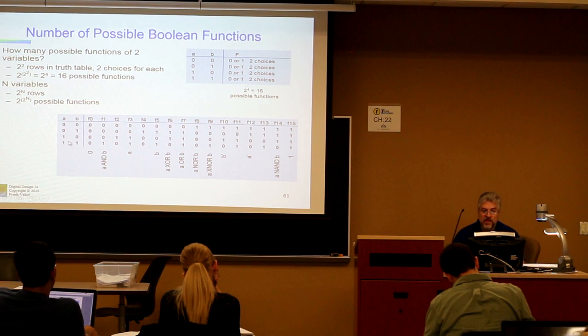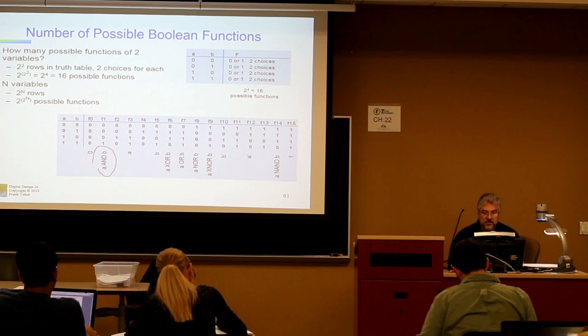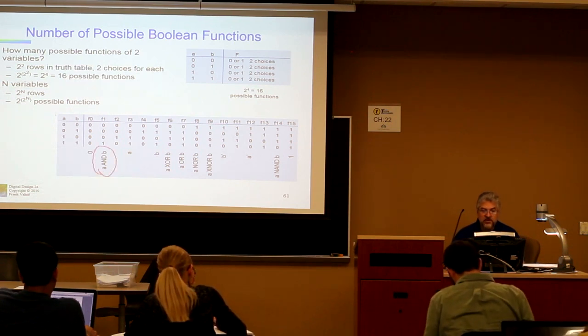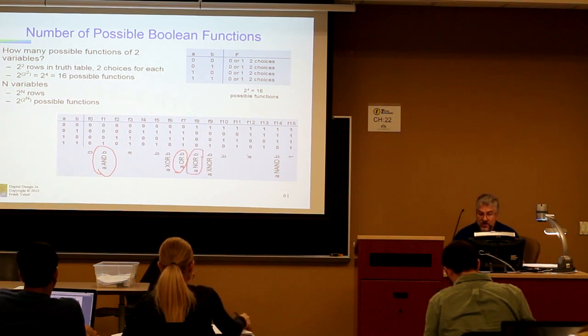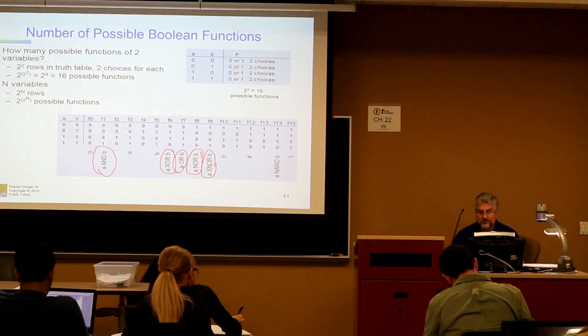The obvious one will be the AND gate right here, which is what we've seen before. The OR gate we've seen before. Now we've just covered the NOR gate. And don't forget, we also had the exclusive OR. So here's that gate. And we had the exclusive NOR. So there's that gate.